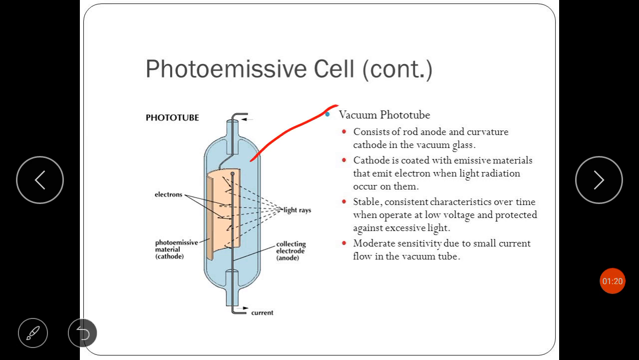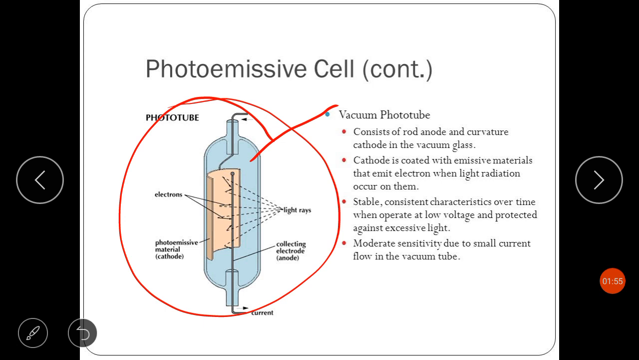In the vacuum type photoemissive cell, the glass envelope is evacuated. We take the whole arrangement and mount it into the evacuated glass envelope. Whereas in the gas filled photoemissive cell, the whole construction remains the same. The only difference is we introduce the inert gas at a pressure of 1 mm of Hg into this glass envelope. So this is the gas filled photoemissive cell.